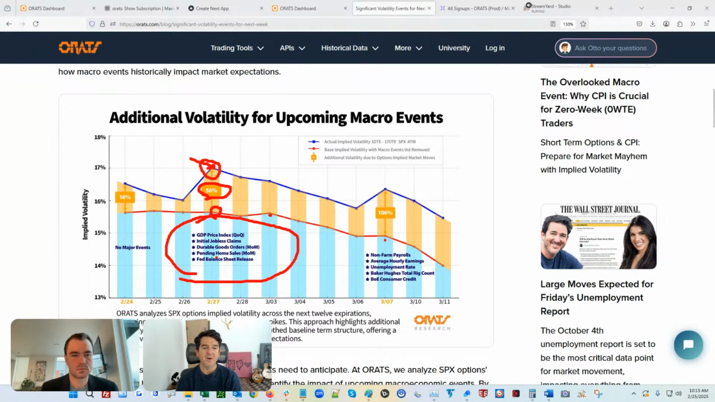So what you could do then is you could trade around the valuation of not earnings, but of these macro events. Right. So that's essentially what we're doing. Does that make sense? Yeah, I mean, it's very interesting.